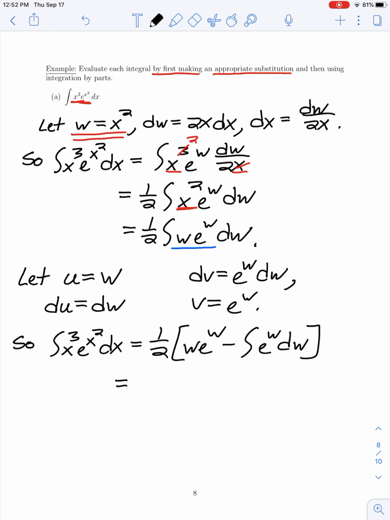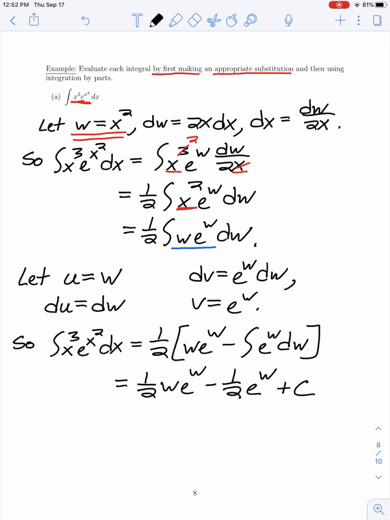So distributing our constant 1/2, we have 1/2 w e to the w minus 1/2 times the integral of e to the w, which is e to the w. And at this stage, once I've evaluated all of my integrals, I can include the constant of integration plus c, since this was an indefinite integral.